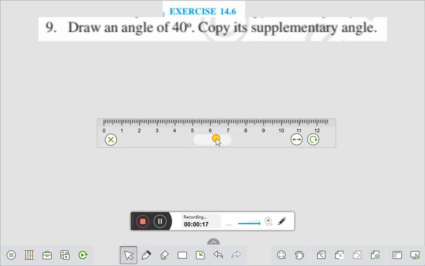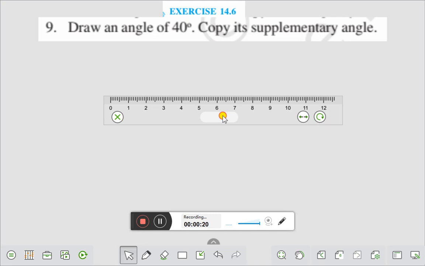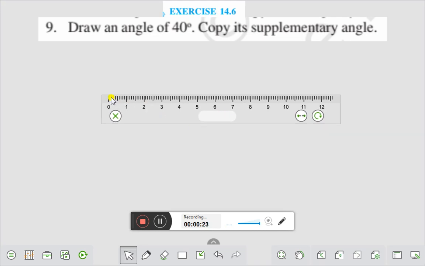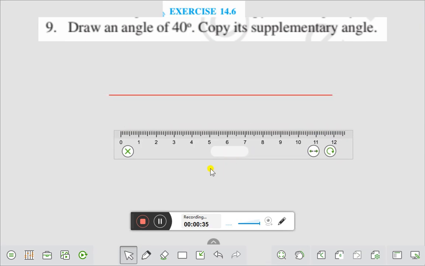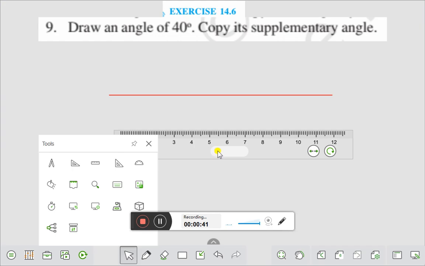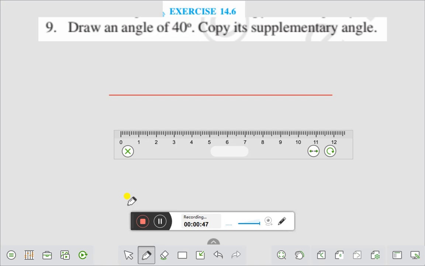Right here we will draw a line. You draw a line here. Now with the help of protractor make an angle of 40 degree. Let us take a point here. This point is, suppose, point B, right?